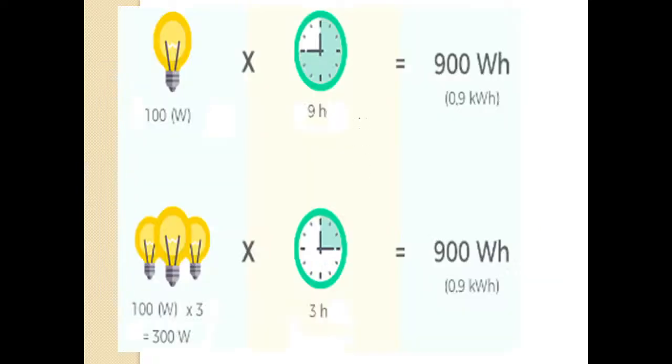Okay, so one more example. Here there is a lamp whose power rating is 100 watts. There are another 3 lamps, and each lamp's power rating is 100 watts. Total how many lamps are there? 3. So 100 into 3, you will get 300 watts.